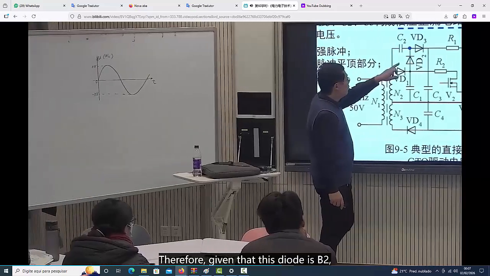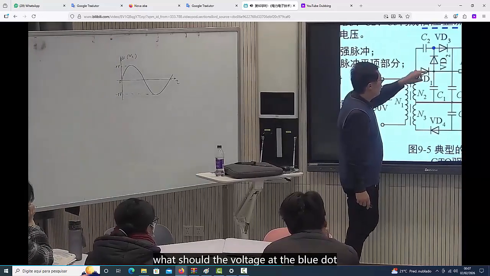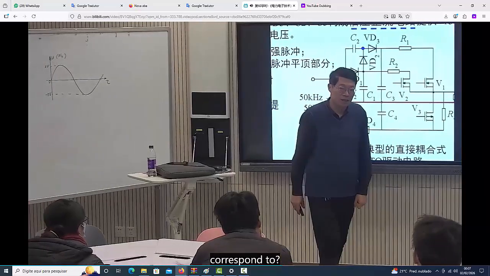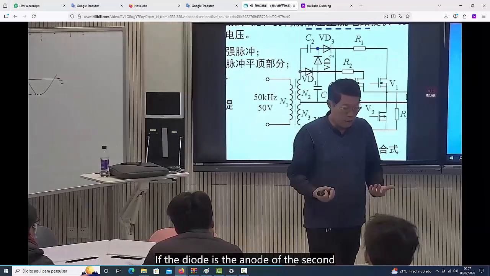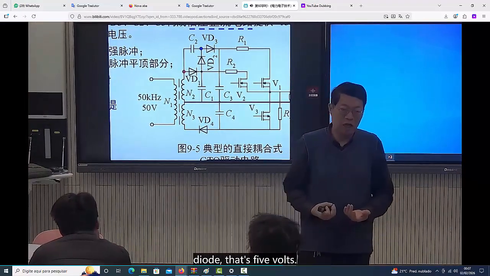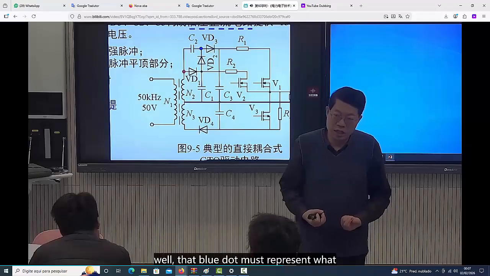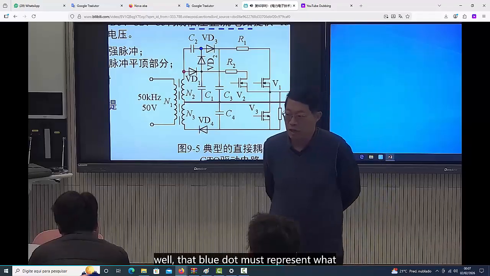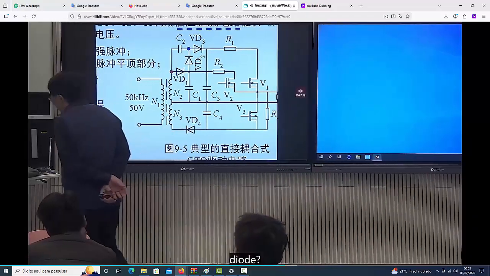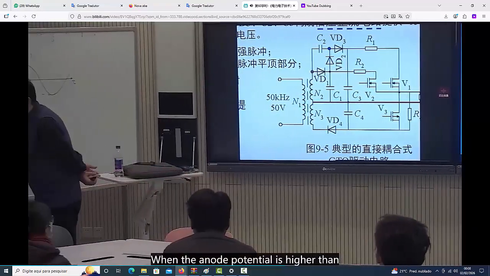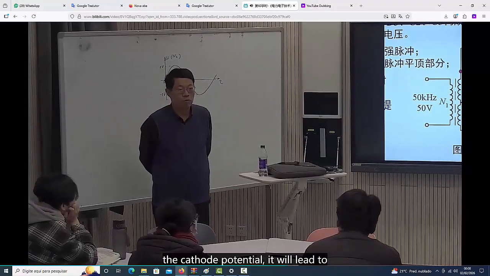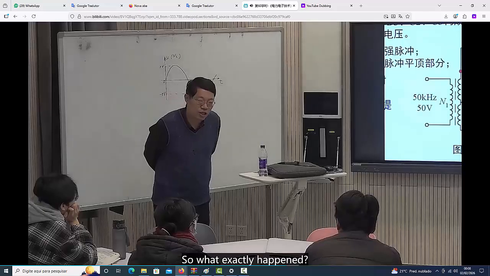Therefore, given that this diode is B2, what should the voltage at the blue dot correspond to? If this is the anode of the second diode, that's 5 volts. And the cathode, well, that blue dot must represent what voltage? Diode? When the anode potential is higher than the cathode potential, it will conduct. So what exactly happened?